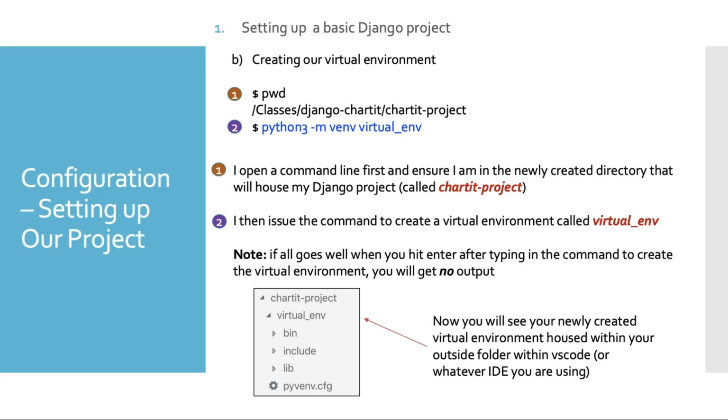Our next step is to create our virtual environment. It's in there that we'll install Django, and then we'll also install Django Chartit. So the first thing I do is I open the command line and ensure I'm in my newly created directory that will house my Django project. And again, that's called chartit-project.